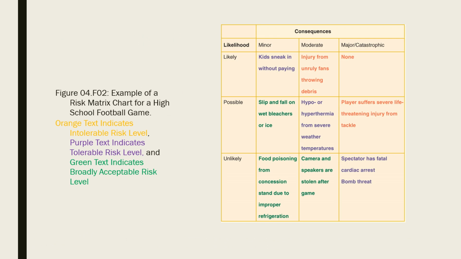So this is an example of a risk matrix chart for a high school football game. And you can see in the orange text that indicates an intolerable risk level. Those things are not acceptable and need to be prevented at all costs. The purple text indicates tolerable risk level. And the green text indicates something that's acceptable to some degree.